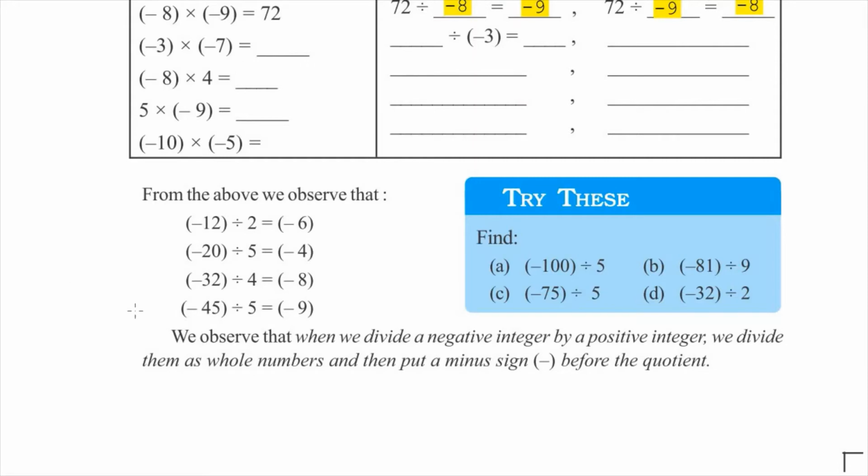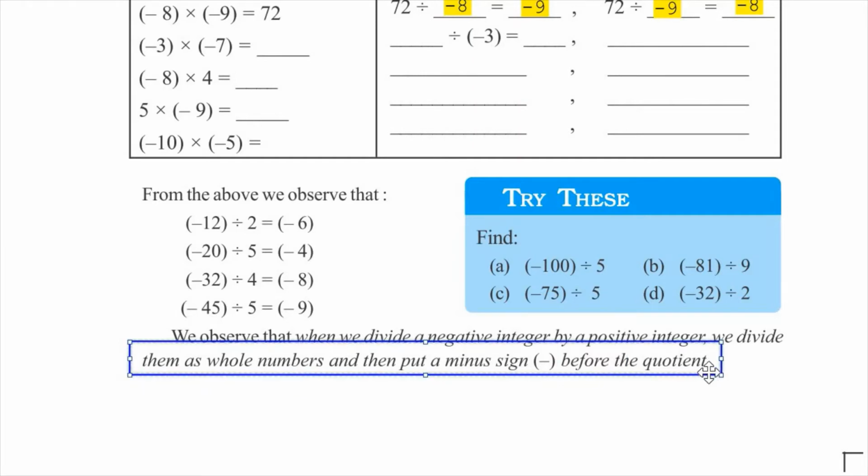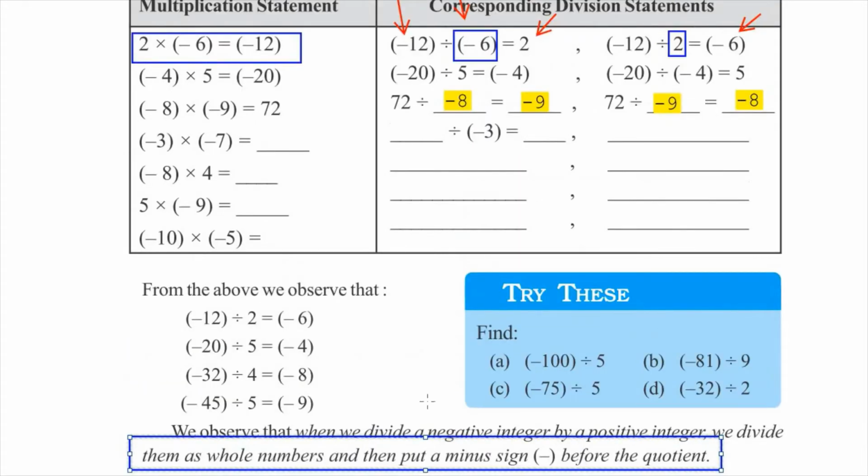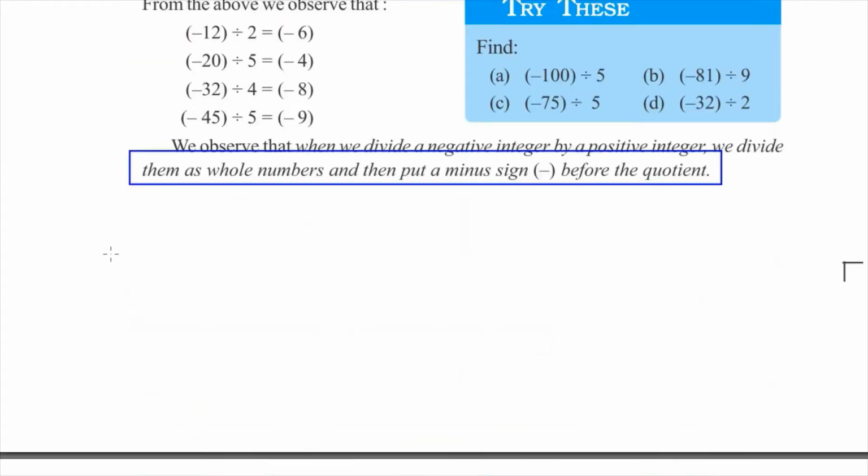Similarly, we have a generalized statement here. We observe that when we divide a negative integer by a positive integer, we divide them as whole numbers and then put a negative sign before the quotient. Okay? So whenever we are dividing a negative integer by a positive integer, like in this case, we divide them as whole numbers and keep the negative sign before the quotient.